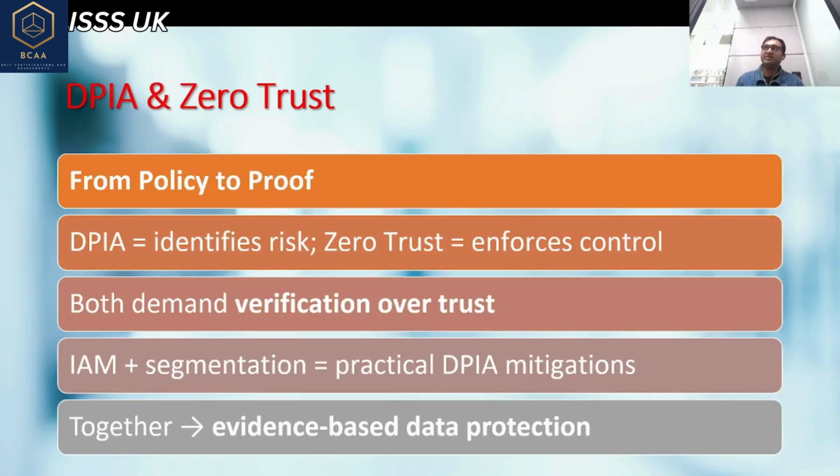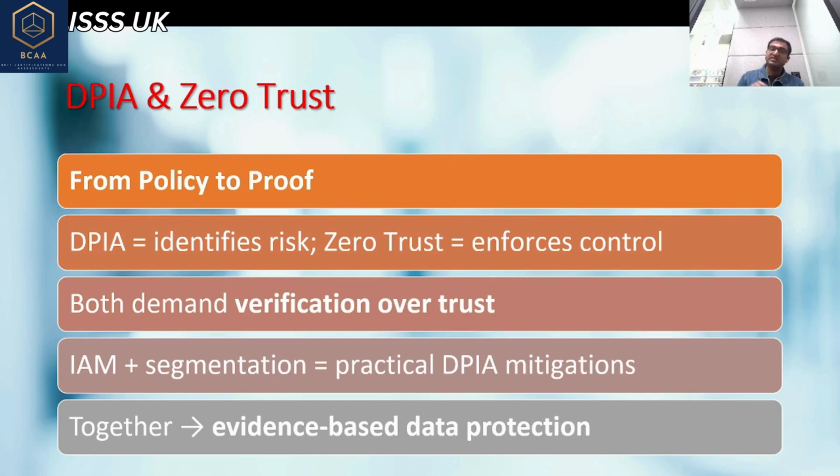Now, DPIA and zero trust. So zero trust is basically we have to create a policy to proof. DPIA identifies the risks, whereas the zero trust enforces the control. Both demand verification over trust, because verification, as we said, is more important than trust. That's the basics of evidencing.